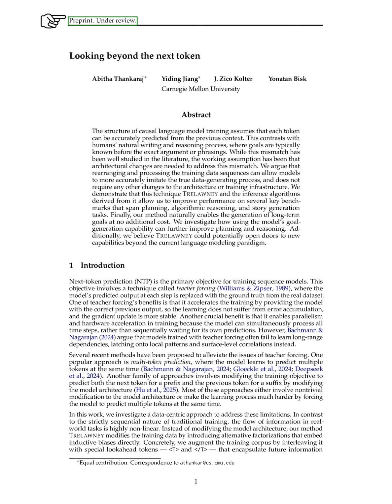Section: Introduction. In this section, we discuss next token prediction, NTP, which is the main goal for training sequence models. This process uses a technique called teacher forcing, where we replace the model's predicted output at each step with the actual output from the dataset. One advantage of teacher forcing is that it speeds up training by providing the correct previous output, preventing errors from building up and making gradient updates more stable.